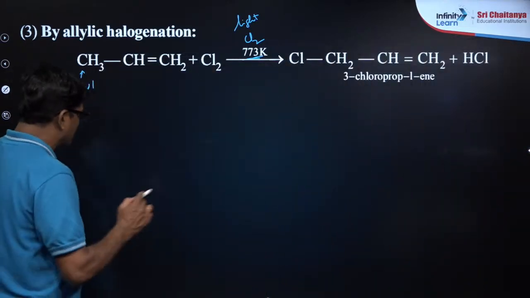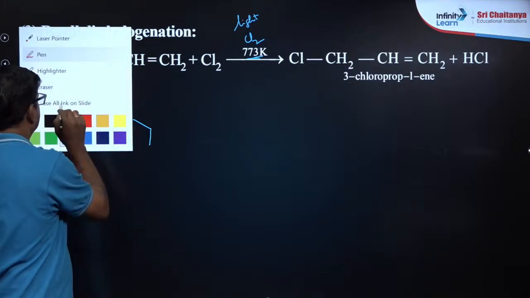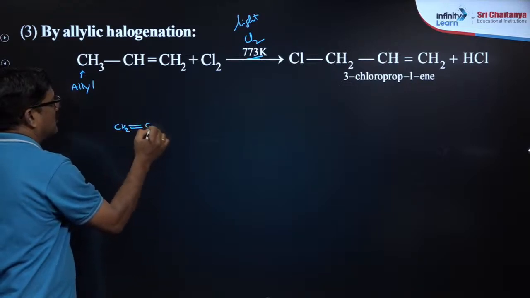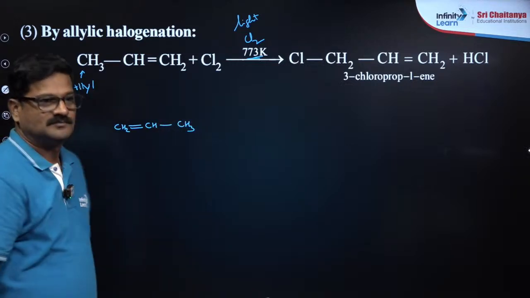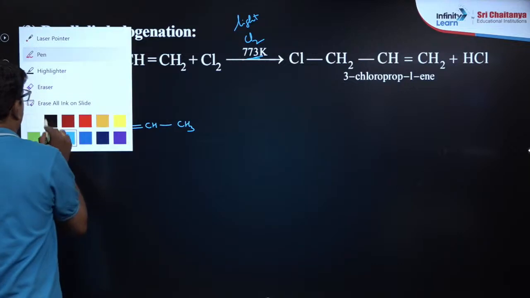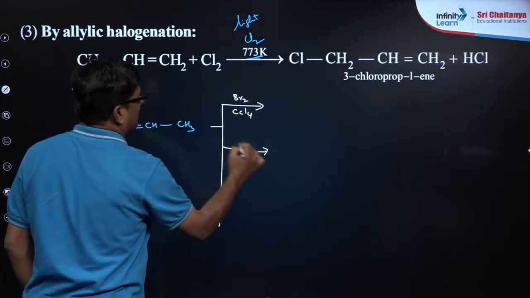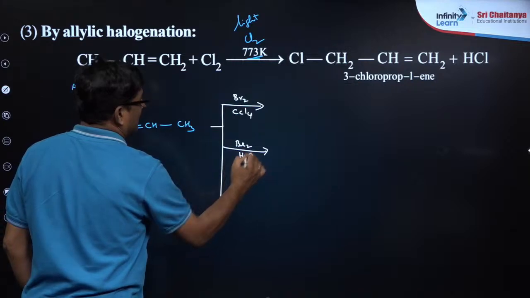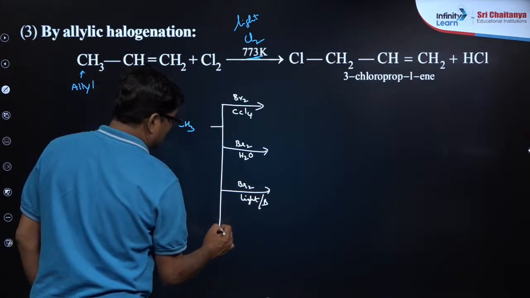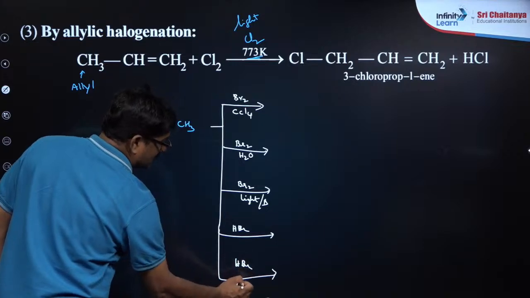Okay, now let us talk about chlorine added. CH2 double bond CH and CH3. Now we are going to add many things here. Let us do. Now if you add Br2 in CCl4, add Br2 in the presence of H2O, add Br2 in the presence of light, in the presence of heat. You can add HBr, HBr with peroxide.